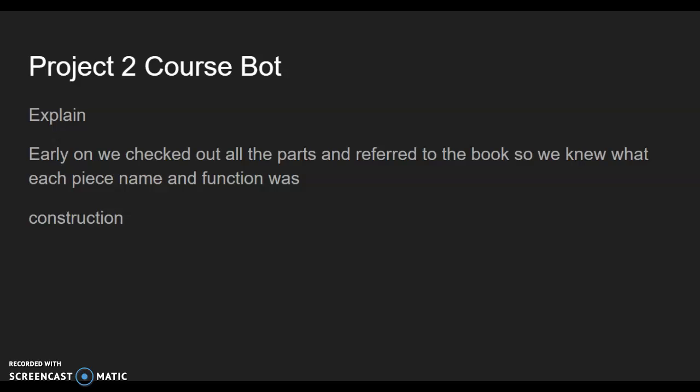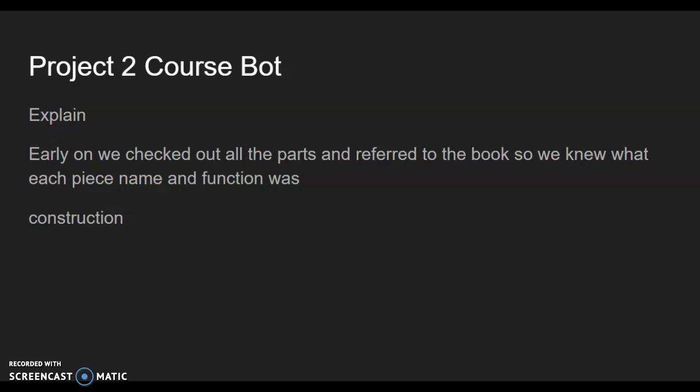So basically, I can't exactly remember the name of this project, but essentially we had to build our bot together, and get it to follow a figure 8, and we had to do that twice, and we had to time it. And the quickest around the course would win.